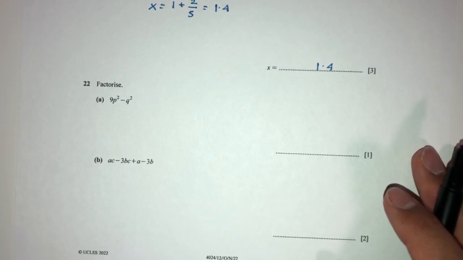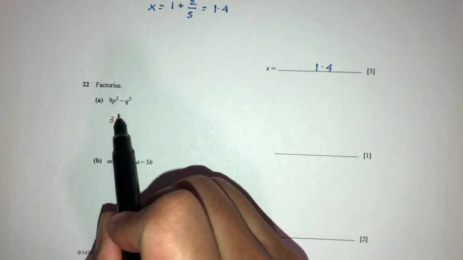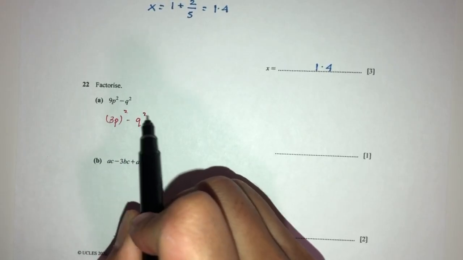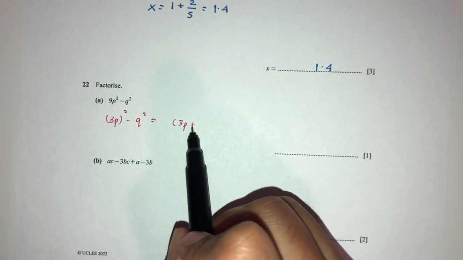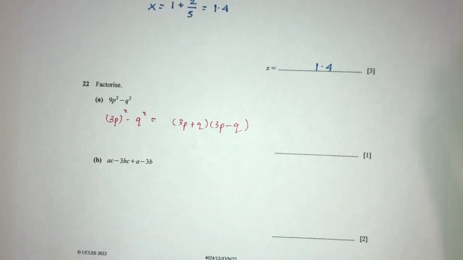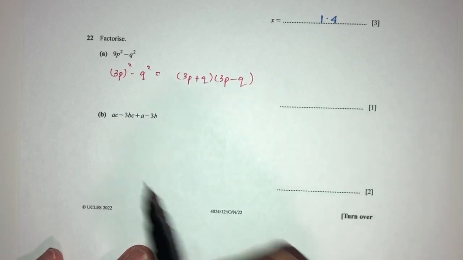Question number 22. So factorize. What is 9? 9 is also 3 to the power 2, which is 3p squared minus q squared. That will become the difference of squares: 3p plus q times 3p minus q, right? Fair enough.